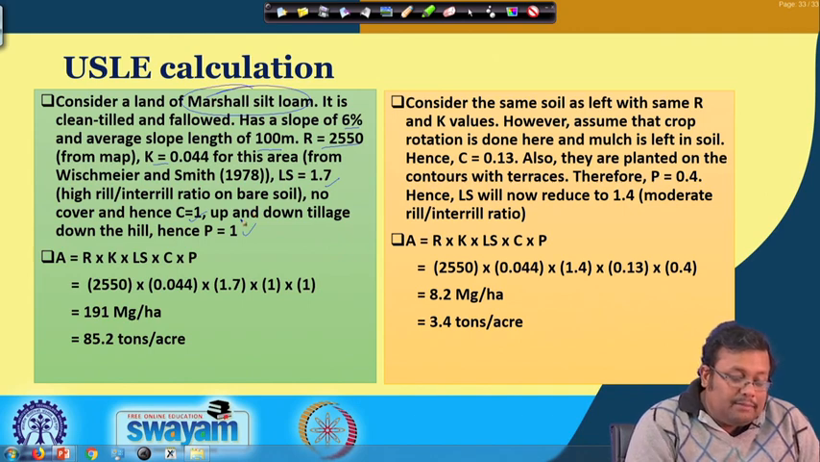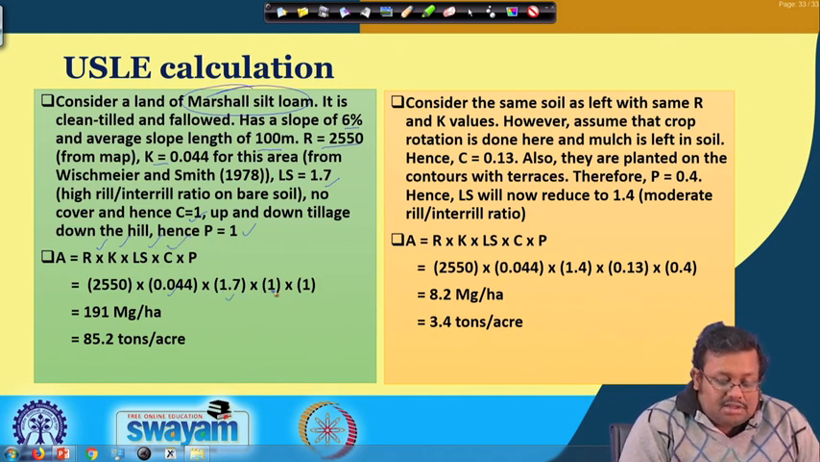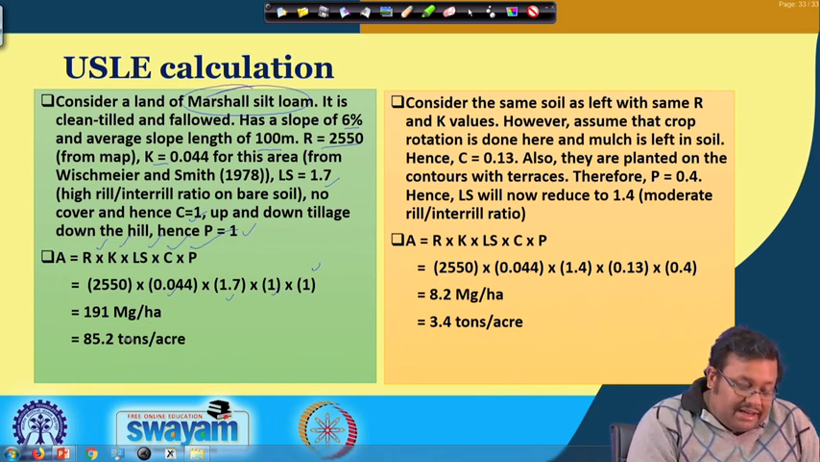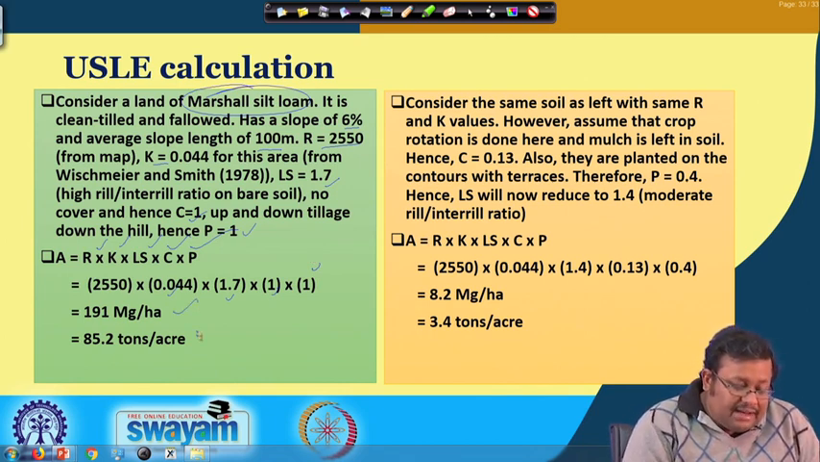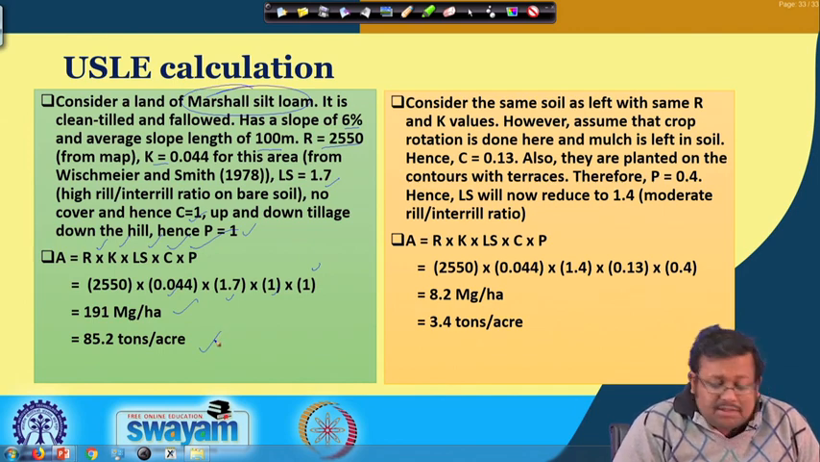So we will put all these values in the universal soil loss equation. R is 2550, K is 0.044, LS is 1.7, C is 1, and P is 1. So we ultimately get 291 megagrams per hectare, or 85.2 tons per acre.